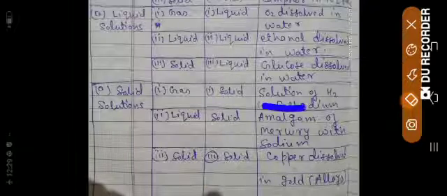So I am going to read it one more time. Amalgam of mercury with sodium. So this is your solid solution in which solvent is solid and the solute is liquid.